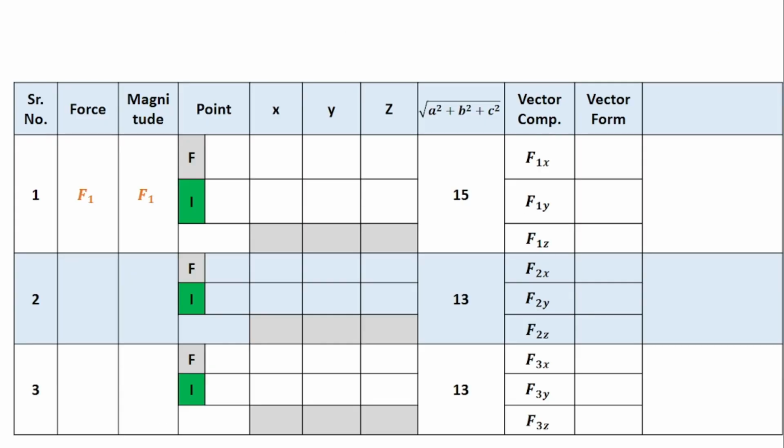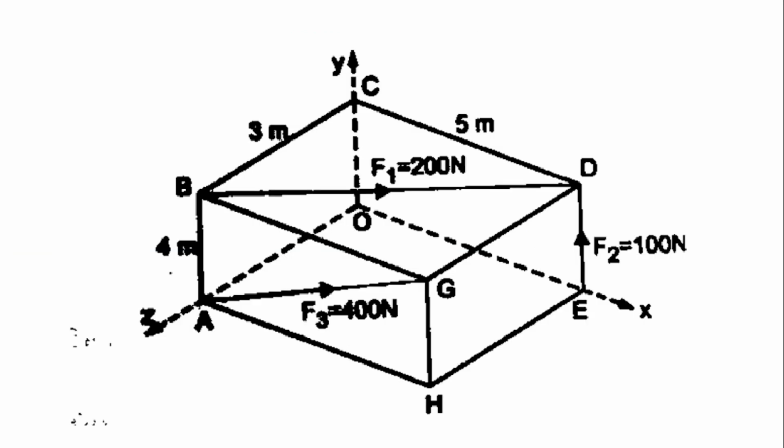So we'll start with the force F1. Now we'll start with the representation of forces in vector form. So first the force F1. It is located here, shown with the red line. For this, see the arrow, it is moving from B to D. So the initial point is B and the final point is D.